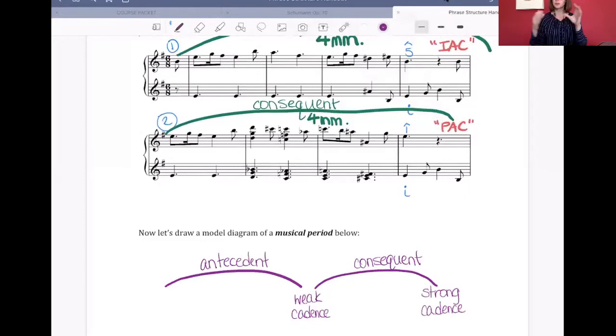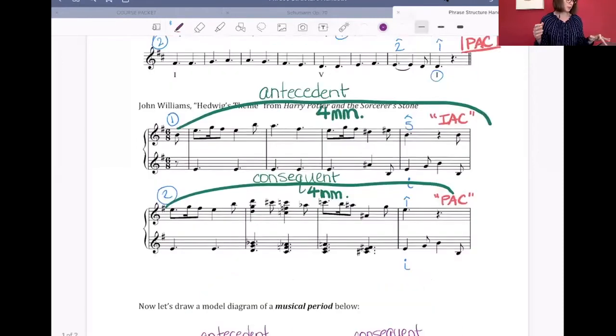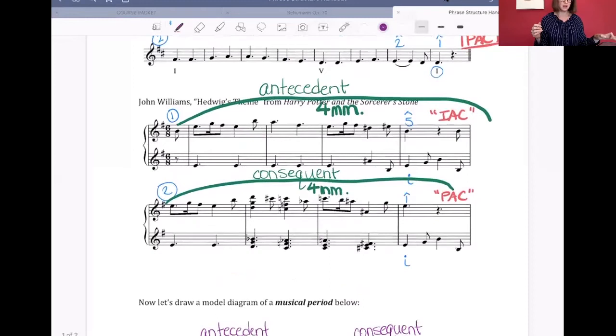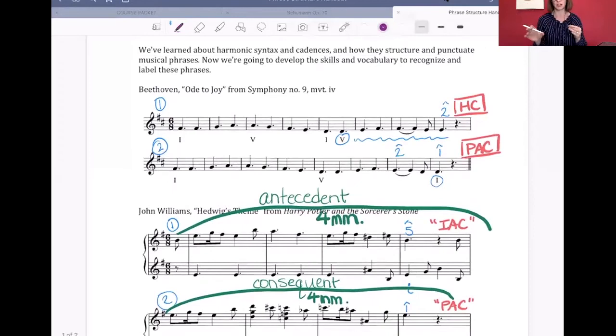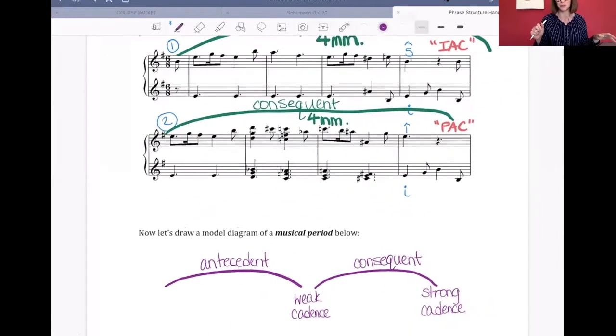Now, in terms of proportion, they are often equal. We saw that with both of these examples. We had a 4+4 up here, 4-measure antecedent, 4-measure consequent, and the Beethoven gave us an 8-measure antecedent, 8-measure consequent. They are both proportional, they are both even. That is not a requirement, but that tends to be the baseline model of a musical period.